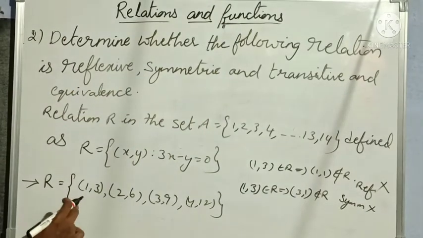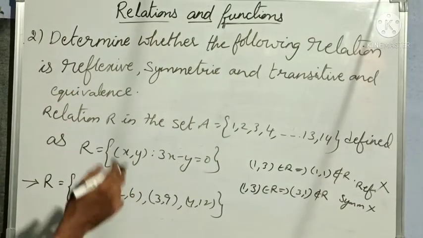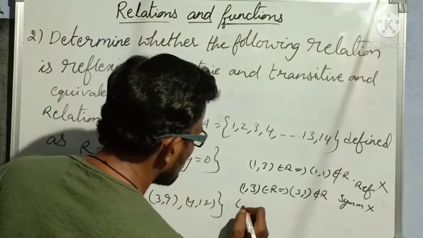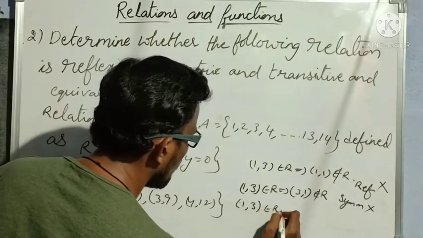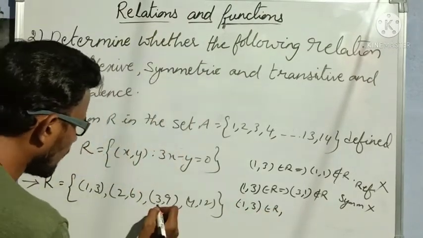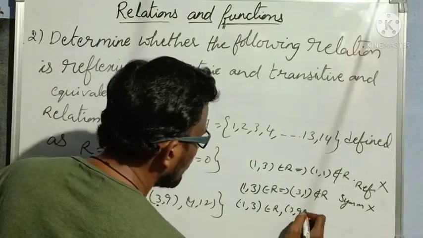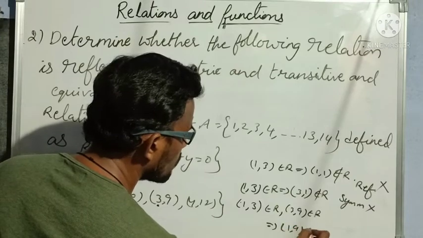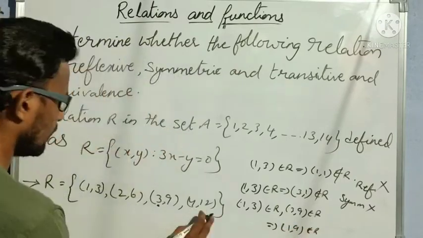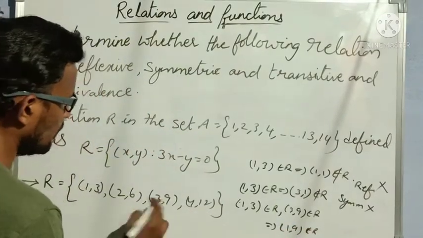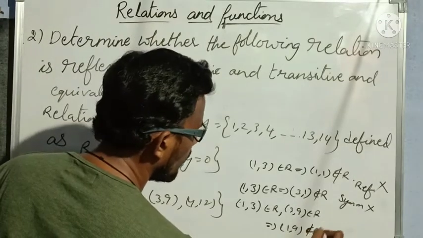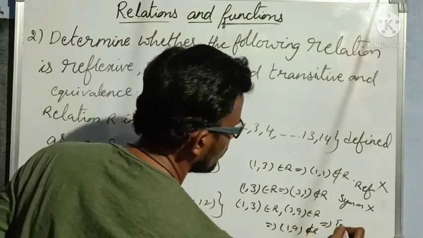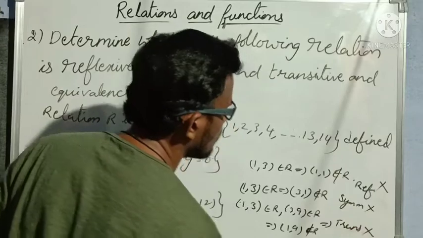Okay, next, transitive. Transitive means, suppose (1, 3) belongs to R, and another pair starting with 3 is there, (3, 9) belongs to R. This implies (1, 9) should belong to R here. Is there any element like that, (1, 9)? Not there, no. So it does not belong to R. So this relation is not transitive. So transitive is also not satisfied.